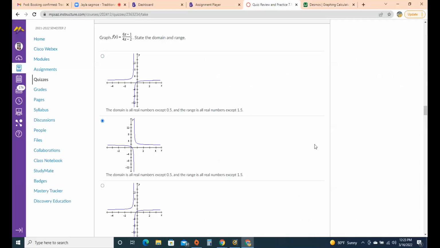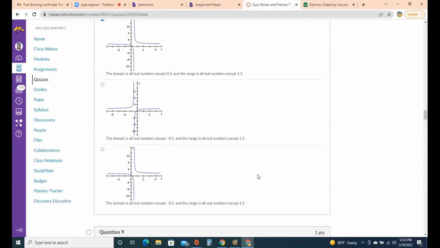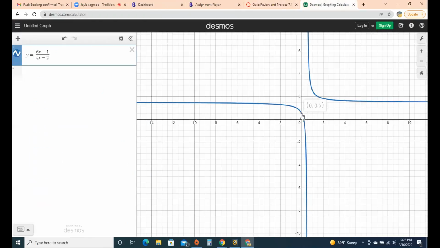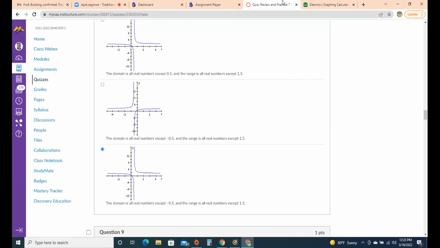Did you get it down to 2, or is it just that one you feel pretty good about? So it could be the bottom one, right? Yeah, I'm thinking it's the bottom one because it's at 0.5 and negative 0.5 would make it 0.